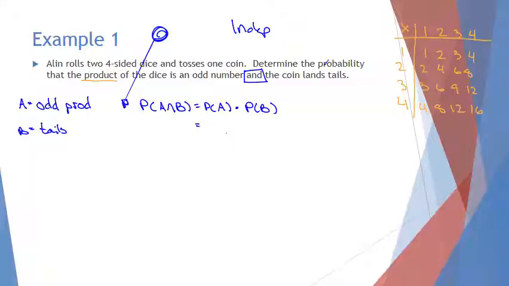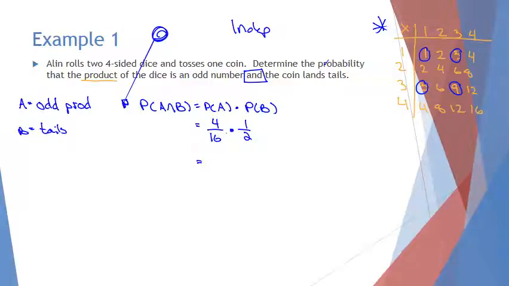So the probability of A, the odd product. Well, if I go over to my table over here, I'm going to look at all the odd products. So 1, 3, 3, 9. That's it. So it looks like there are 4 odd products, and then out of 16 total outcomes, being multiplied by B. What's the probability of a coin flipping and landing on tails? Well, hopefully you know that's 1 out of 2. And then I just multiply.